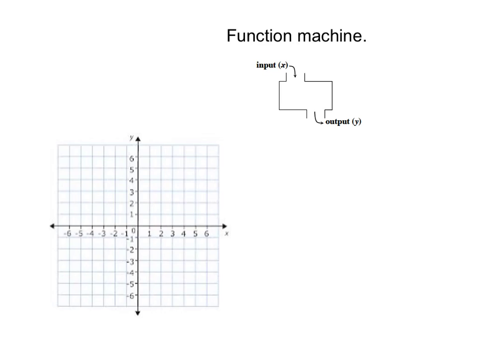Now, when we have an equation and we generate the ordered pairs, we can think of this analogy, a function machine. Now, we're not going to define what a function is right now. We'll talk more about that as we progress throughout the school year.